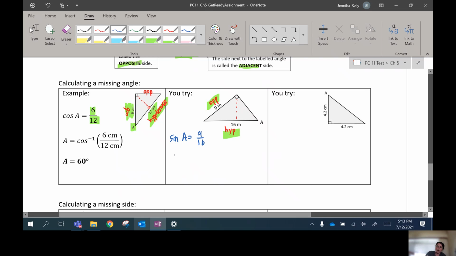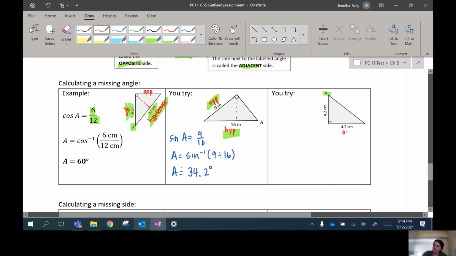And if I want to calculate angle A, I would use the inverse sine button. In your calculator, some calculators have a fraction, but you can also just type 9 divided by 16. It means the same thing. This one, you're going to get an approximate answer. The inverse sine of 9 over 16 is 34.2 degrees.